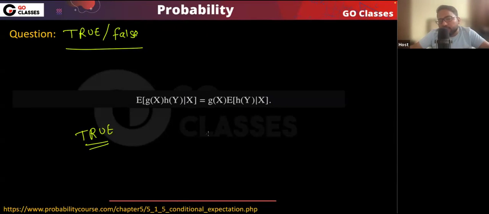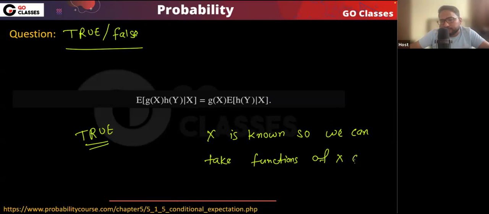So x is known, so we can take it out. Basically it will be a constant. This will be the constant for a given value of x, and x is given here. For a given value of x, this is constant.